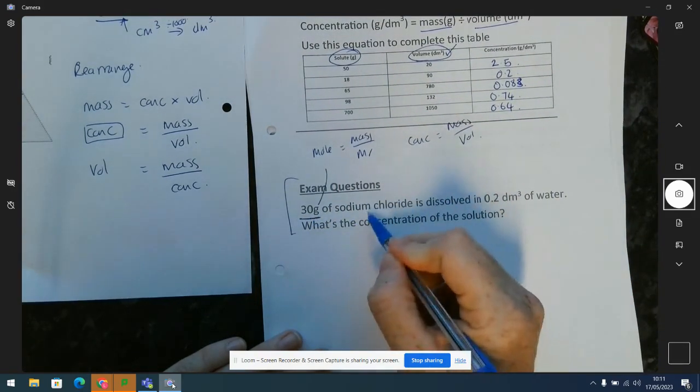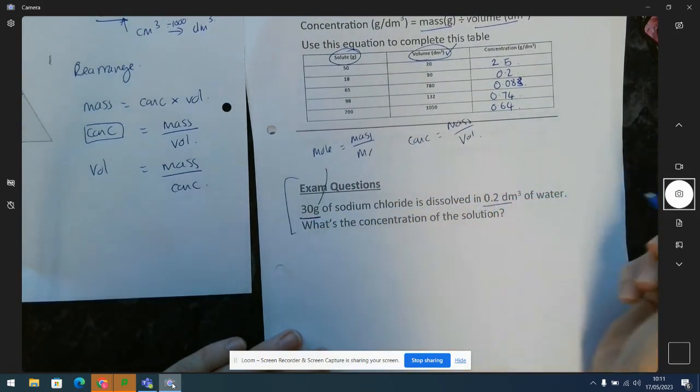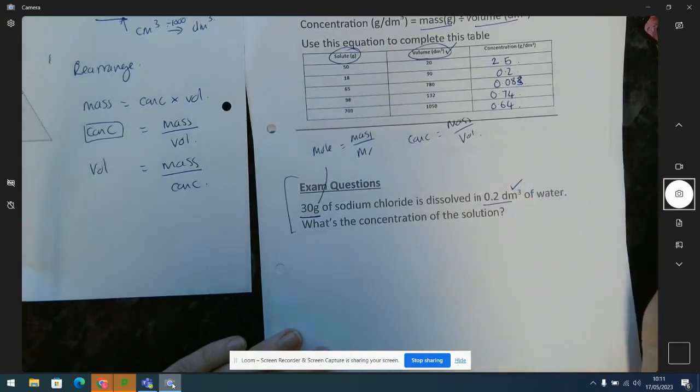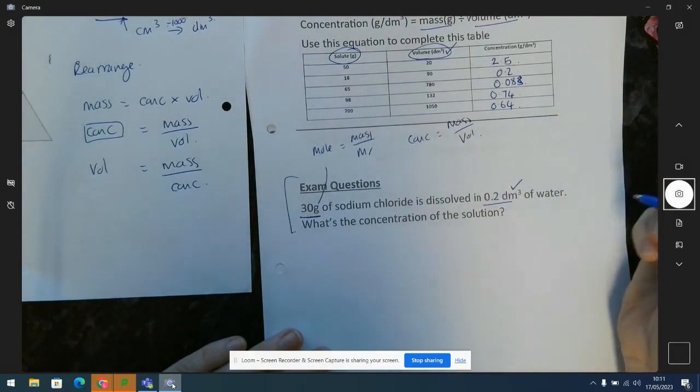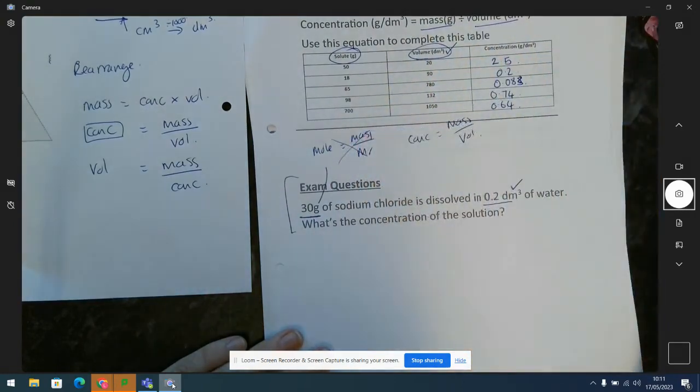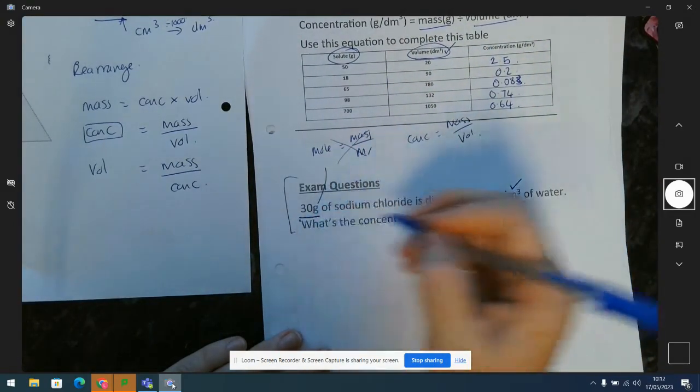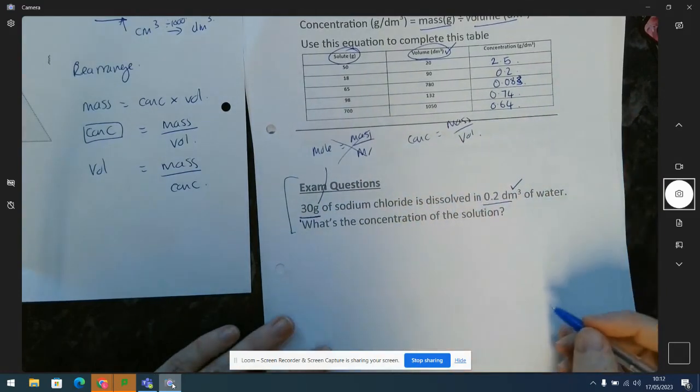So 30 grams of sodium chloride is dissolved in 0.2 decimeters cubed. I'm checking the units are in the right units. I know that's a volume, so straight away I can rule out that equation. I'm going to be using this one. It's asking me what is the concentration of the solution.